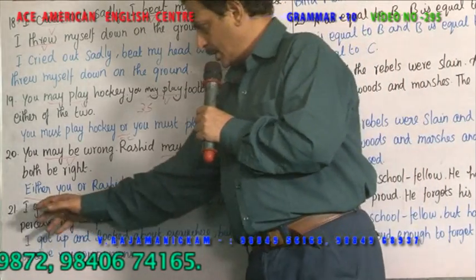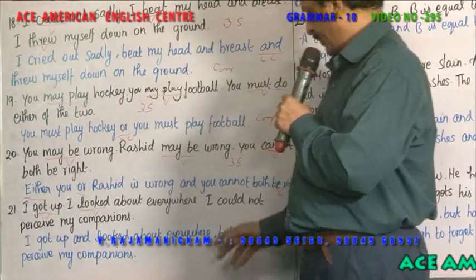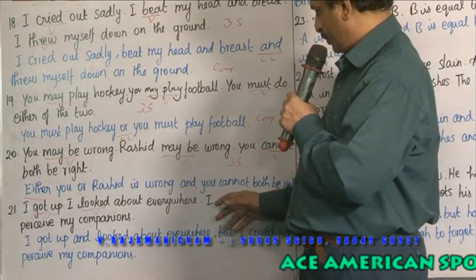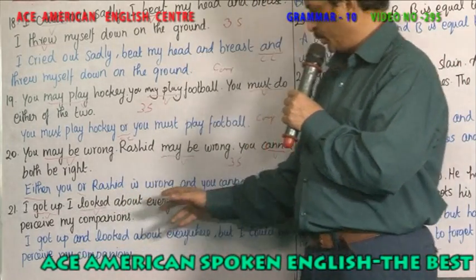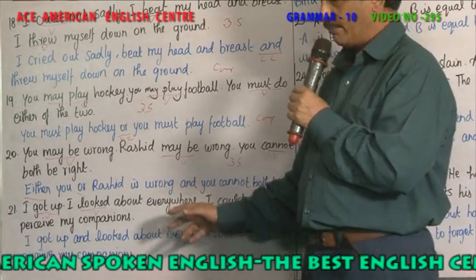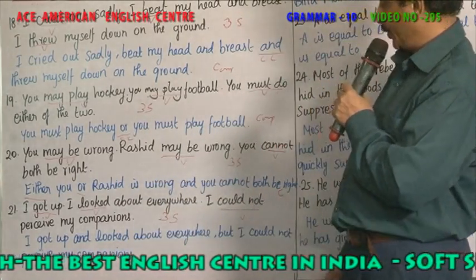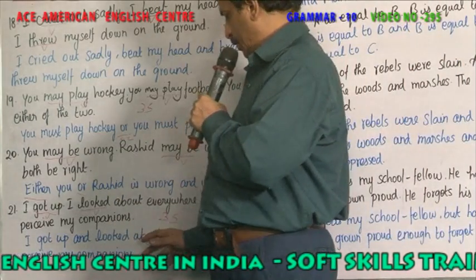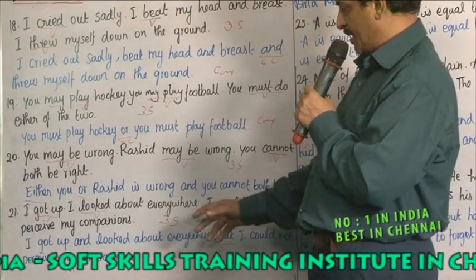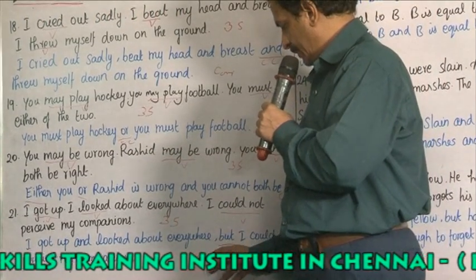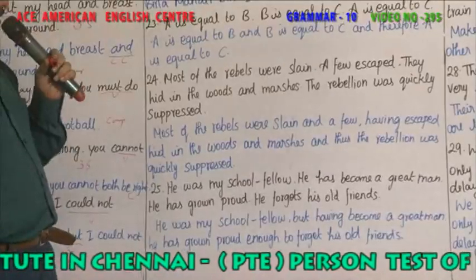I got up. Got up is a verb. I looked about. Looked is one of the verbs. I could not perceive my companions. Could not perceive is one of the verbs. So three sentences, three verbs are there. How do you connect? I got up and looked about everywhere, but I couldn't perceive my companions. But is the conjunction. So this becomes a compound sentence where but is a conjunction connecting these three sentences.